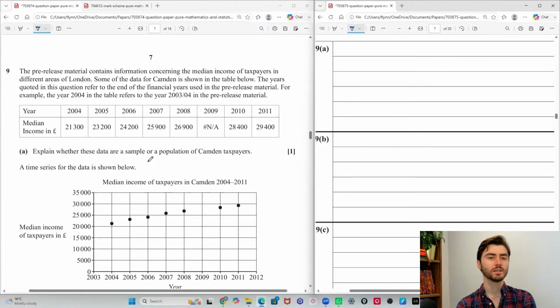Well, hold on a minute. So this is concerning the median income of taxpayers in different areas of London. Well, it's only 1 mark, so it's not too bad if I lose out on this. Explain whether these data are a sample or a population. I would say sample. But it's the median, though. The median comes from the population, presumably. Well, I suppose we're only sampling the medians.